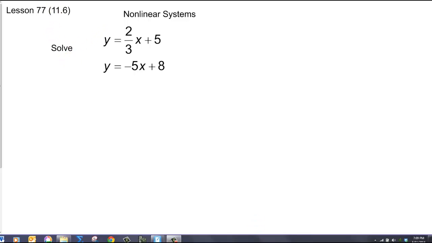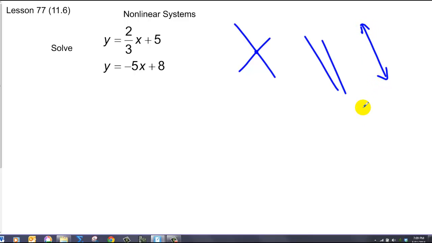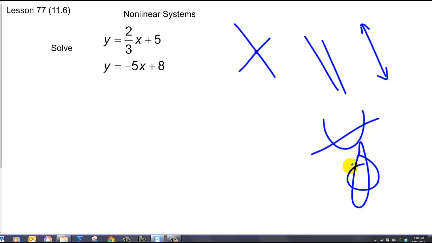If I have a linear system, I know that basically I have two lines intersecting at a single point, or two parallel lines, or a line that overlaps itself. And I can have three different solutions. Nonlinear systems are going to be something like parabolas and lines, circles, and maybe ellipses, etc. And we're going to find the intersections of those.